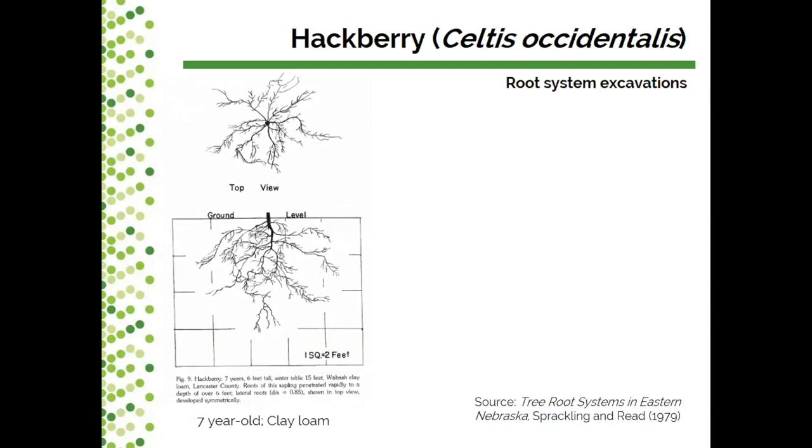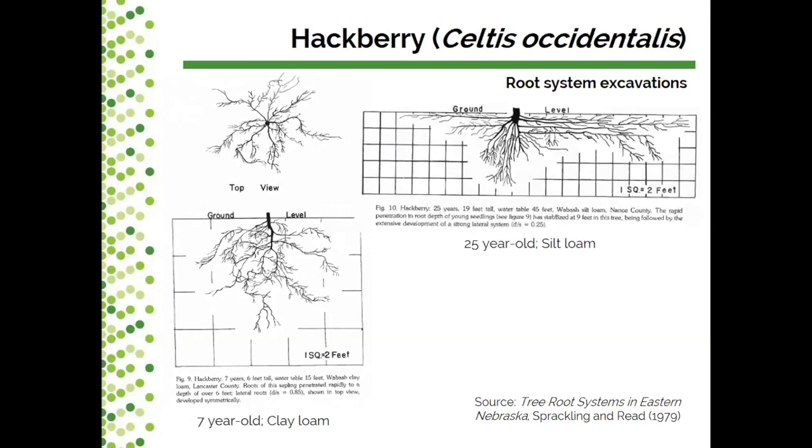But as you can see from the top view they provide there, it's got a really excellent root distribution of lateral roots going out every 30 to 50 degrees. You go around the circle, you have a nice structural root. And then here's a 25-year-old hackberry they dug up, 19 feet tall, out of the silt loam soil.